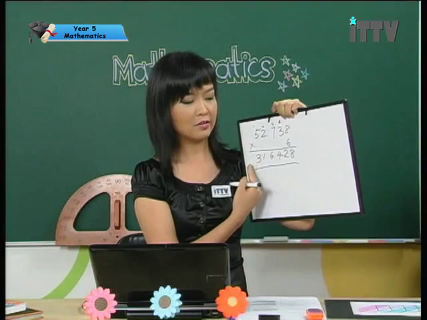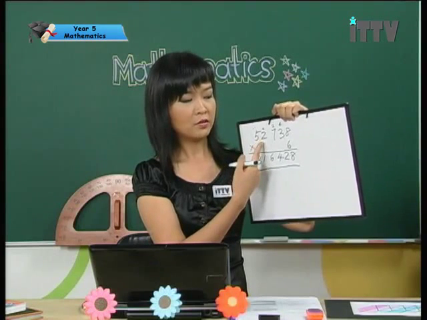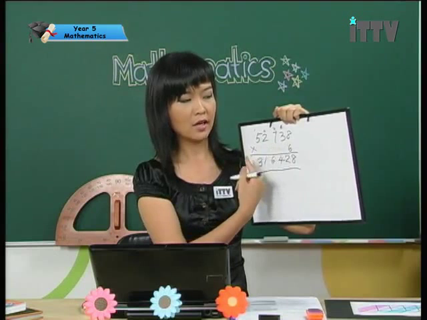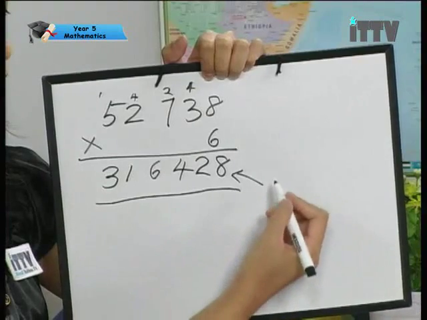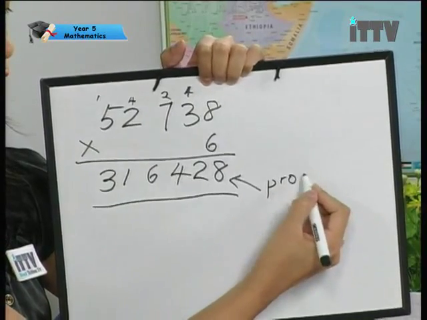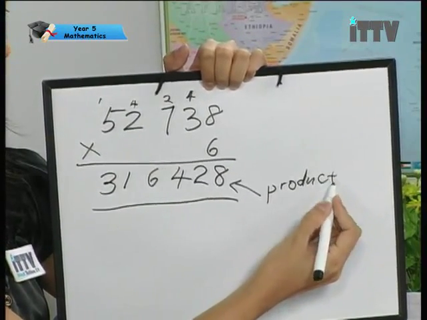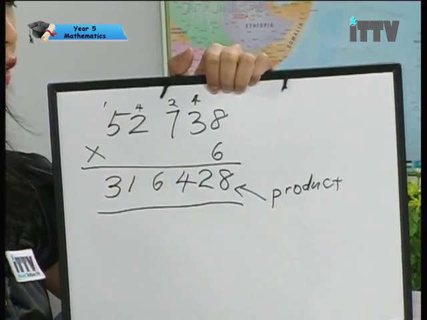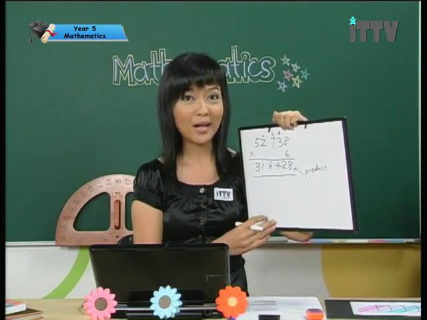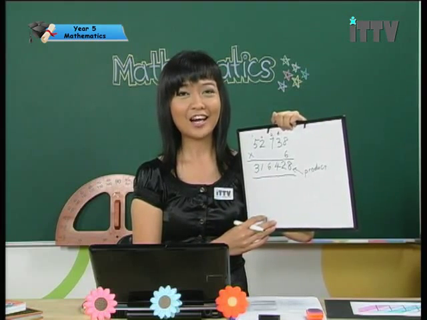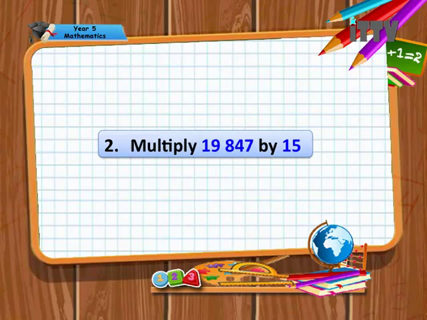Now, this is the answer for 52,738 times 6. The answer for multiplication is also called a product. So if you are required to find the product of 2 numbers, remember the operation is multiply. Right? Now, let's try the second question.